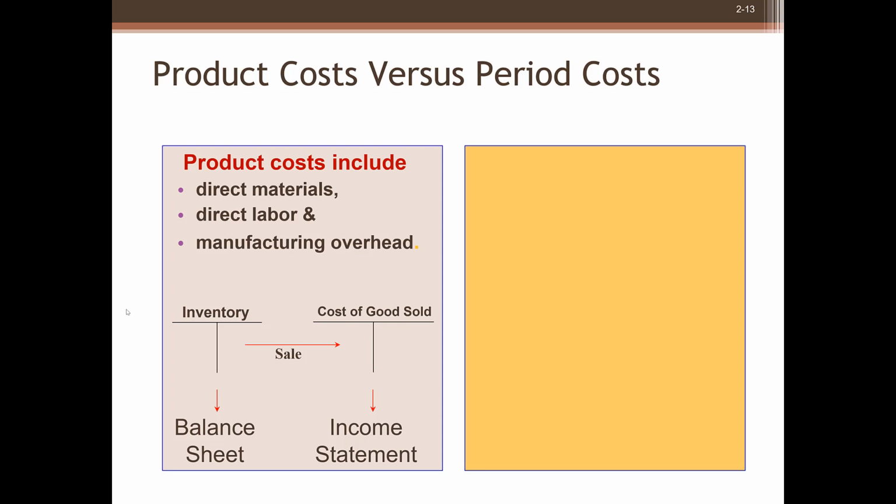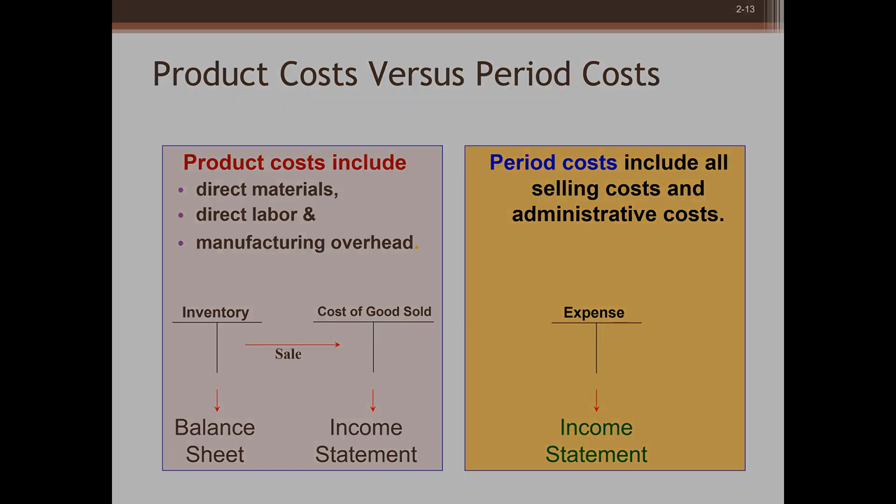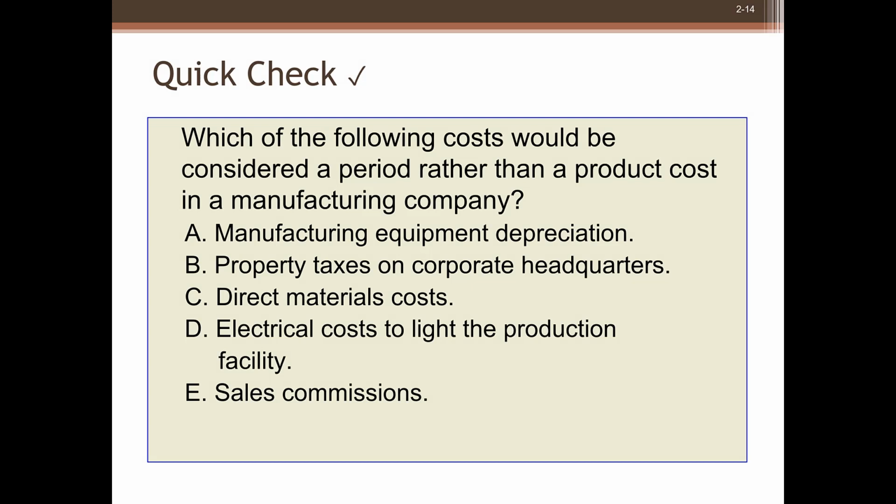Let's take a look at the T accounts here. In the beginning, product costs will be recognized as assets on the balance sheet. When products are sold, we will transfer from assets to cost of goods sold, which is an expense on the income statement. Period costs include all selling costs and administrative costs. Period costs will be recognized as expenses immediately. Let's take a look at an example.